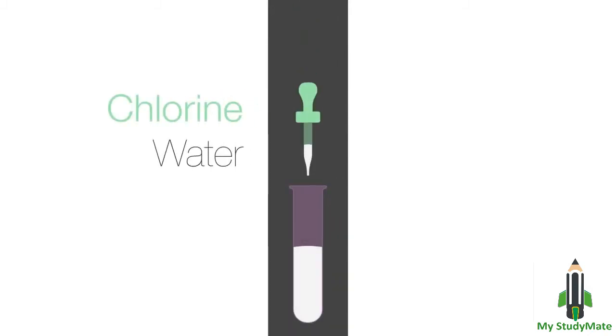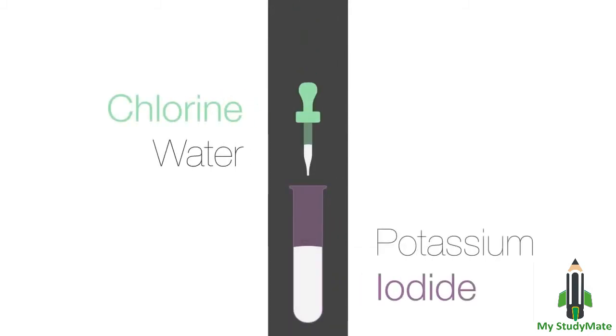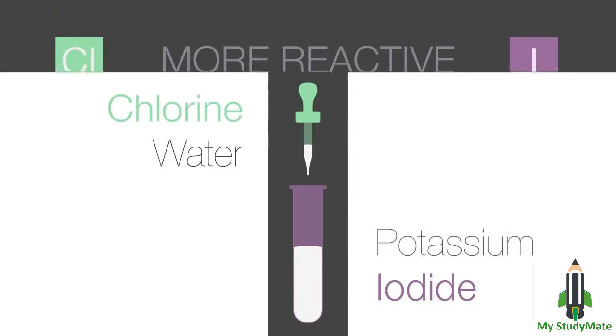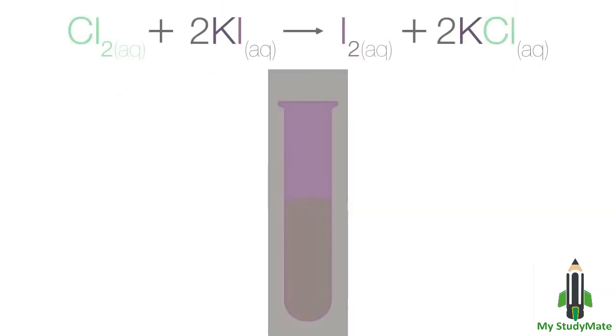A similar observation occurs when chlorine water is added to an aqueous solution of potassium iodide. Since chlorine is more reactive than iodine, a displacement reaction will occur to liberate iodine. According to the reaction below, a dark brown solution is produced due to the presence of iodine.